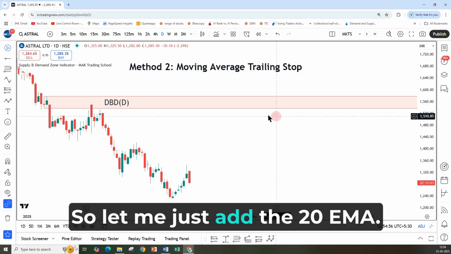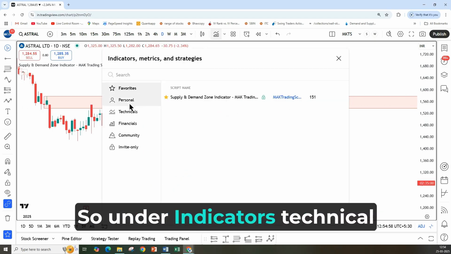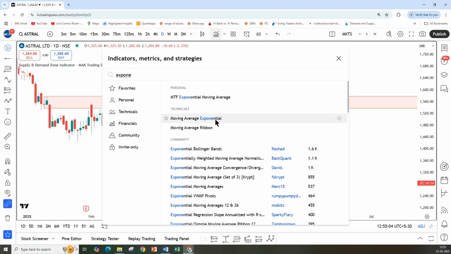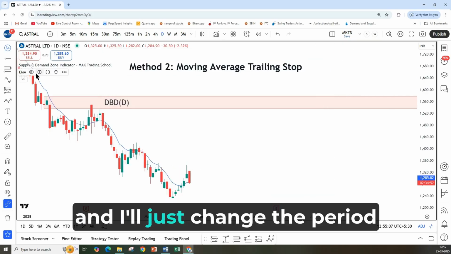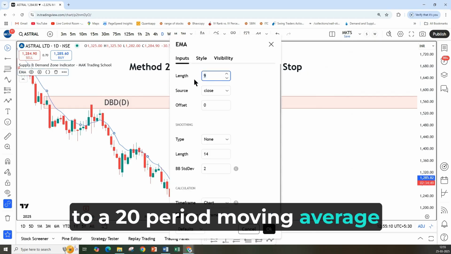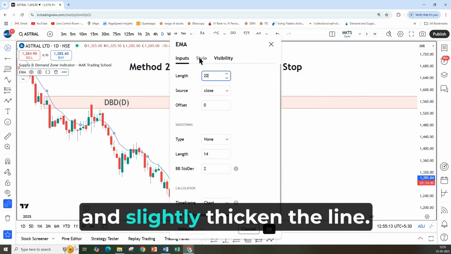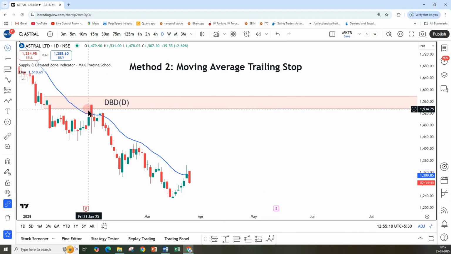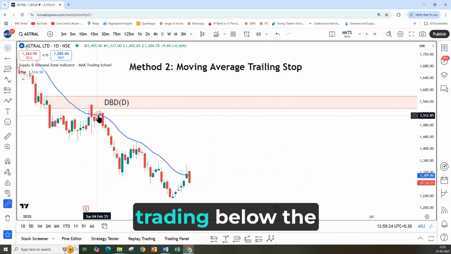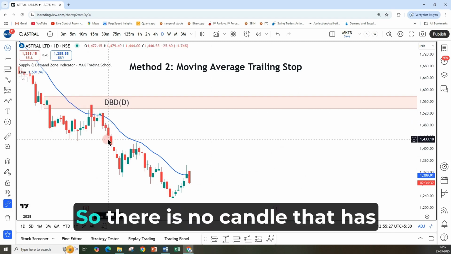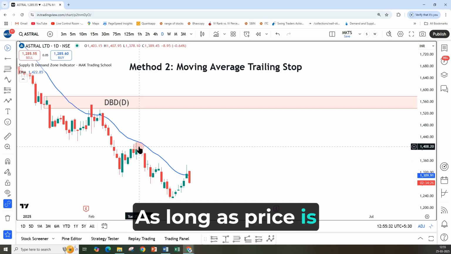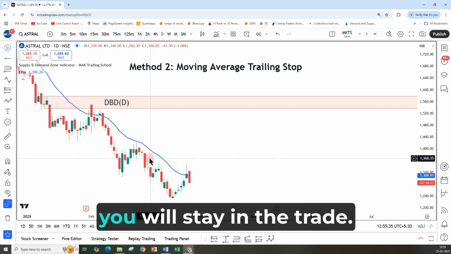So let me just add the 20 EMA. Under indicators, technicals, I'll just search for exponential moving average. And I'll change the period to a 20 period moving average and slightly thicken the line. So after entry, you got your entry, price is trading below the moving average. So there is no candle that has now come and closed above the moving average. As long as price is trading below, you will stay in the trade.